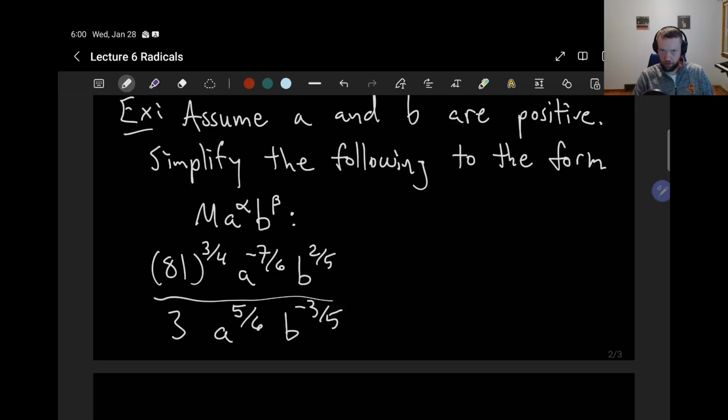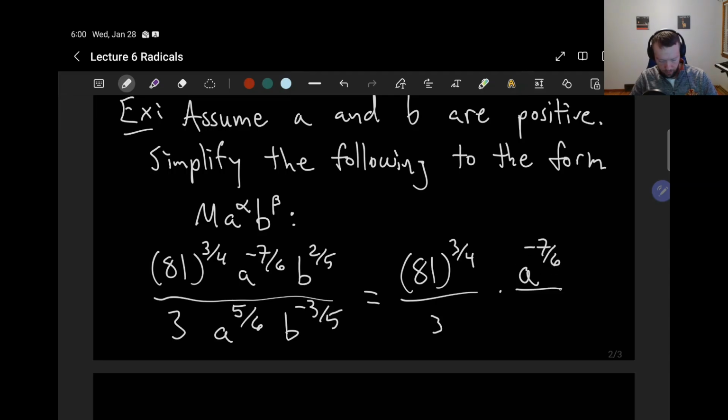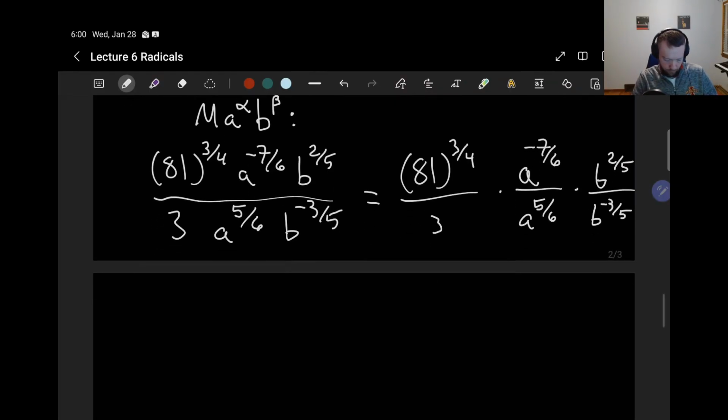Now, just for sorting purposes, I want to separate the constant portions and the A portions and the B portions. Categorizing things a bit. 81 to the 3/4 power. So that's something specific that we can compute.